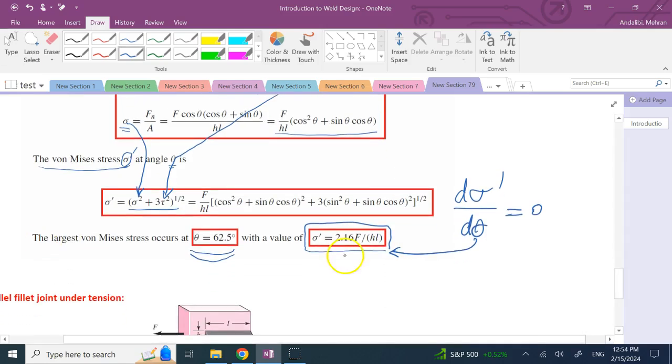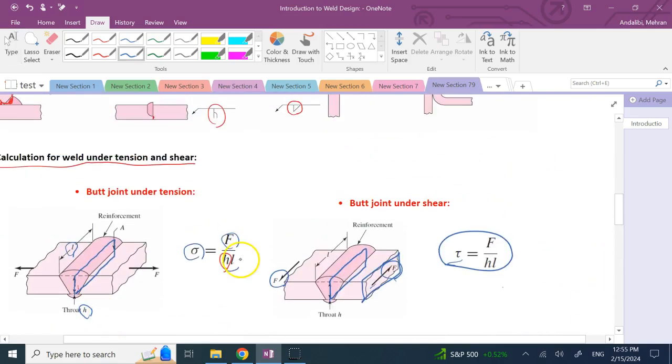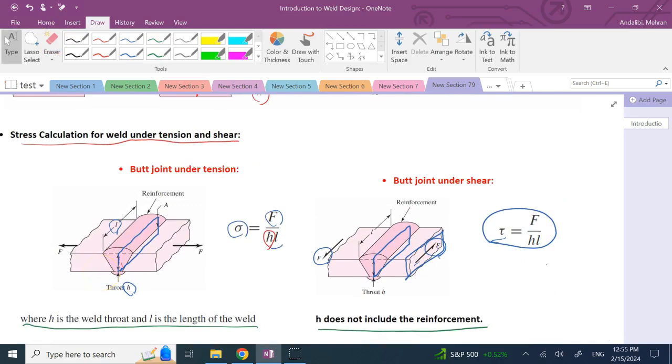And if it's a static loading, this has to be less than or equal to what? If you don't want any yielding, it has to be less than or equal to SY divided by the safety factor, so there is no permanent deformation in the weld. Okay? Just like that. In this case, the calculation is a little bit more involved than in the previous cases, because in the top case here, it's a simple thing.